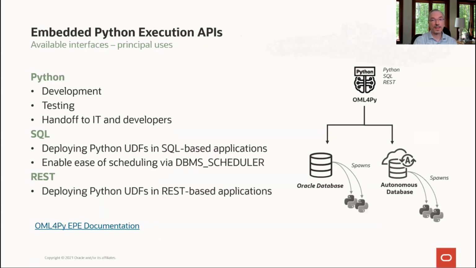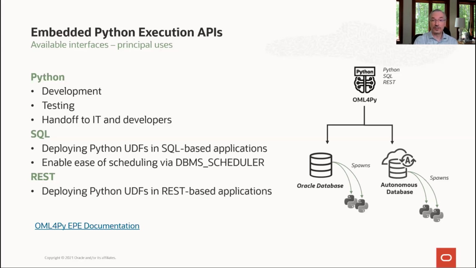So let's turn our attention to the APIs. Embedded Python execution interfaces come in three flavors: Python, SQL, and REST. And the Python interface is primarily used for development and testing of user-defined functions. And once ready for deployment, UDFs can be stored in the database script repository for handoff to IT and developers to use from perhaps the other two interfaces, SQL and REST.